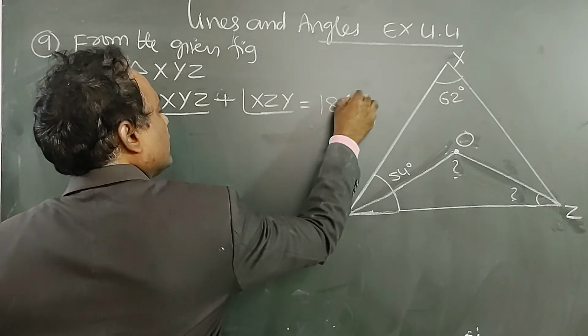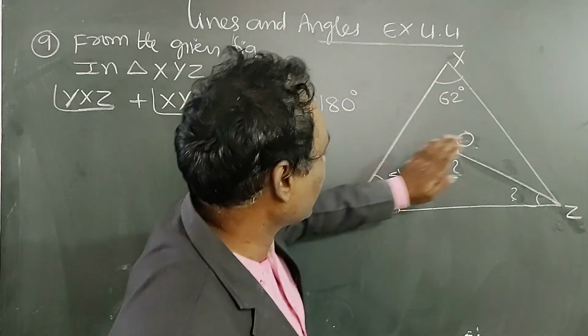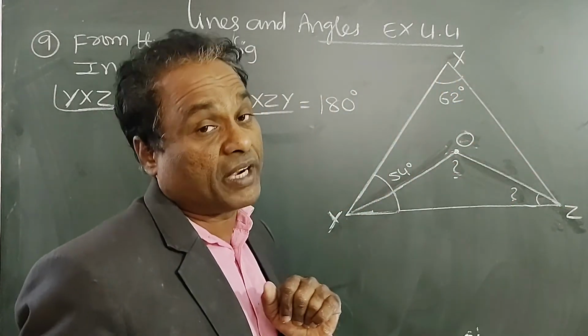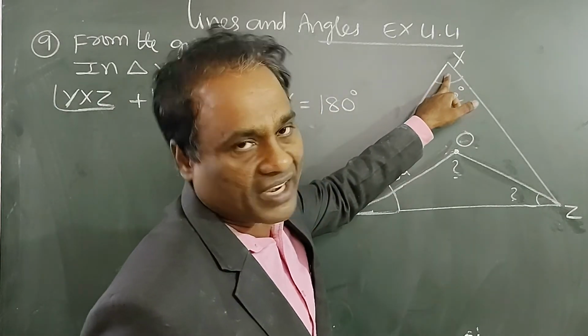Sum of three angles is 180 degrees. Sum of three angles in a triangle. This angle plus this angle plus this angle. How to represent the angle? This angle is called angle X. We can call it angle X.